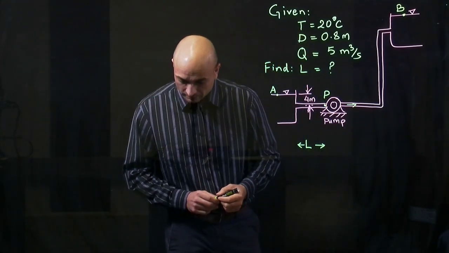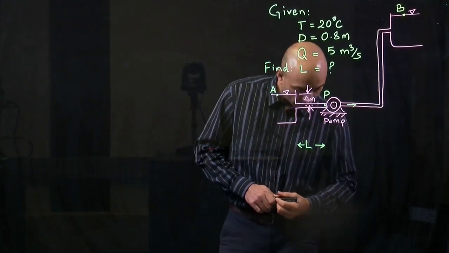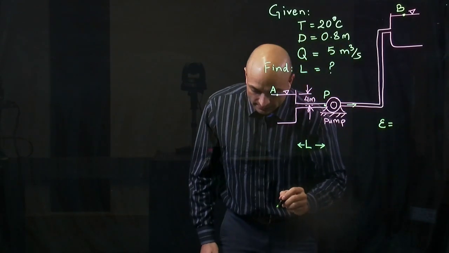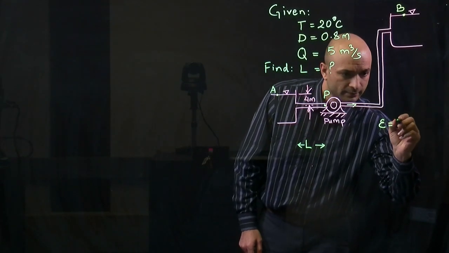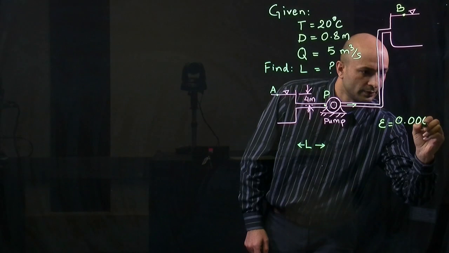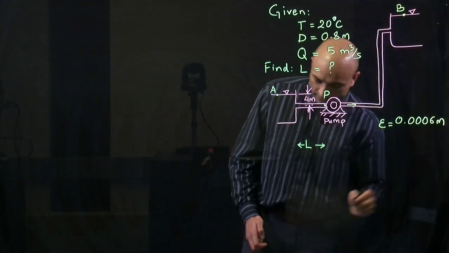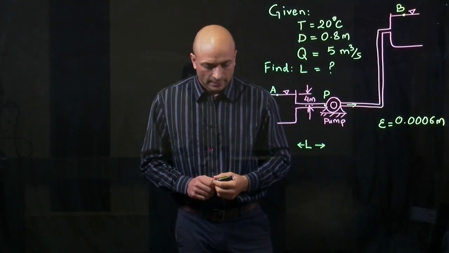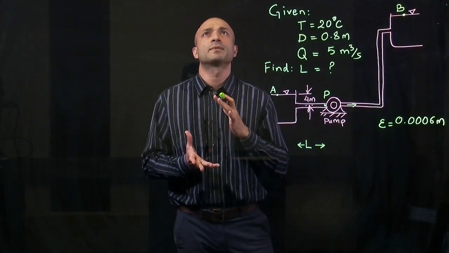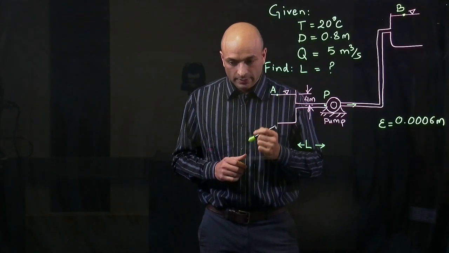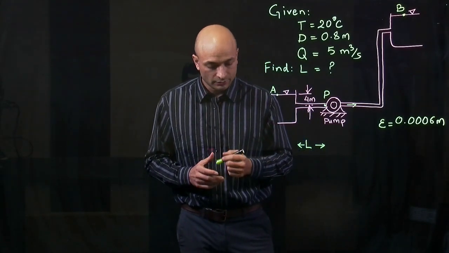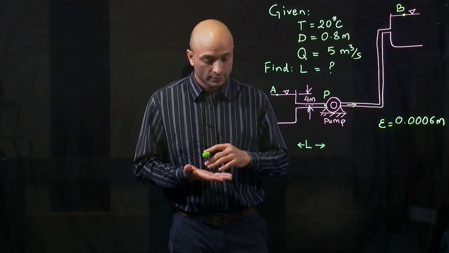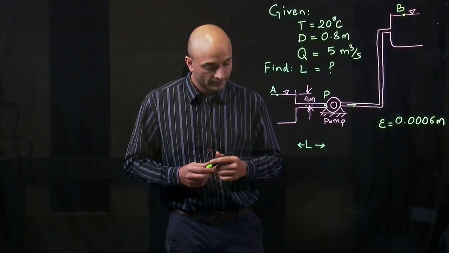We know the pipe is rough concrete. So a couple of things we can add here. The roughness is 0.6 millimeters or 0.0006 meters. When cavitation occurs, the pressure of the liquid just reaches its vapor pressure, meaning at that pressure the phase of water in this case will go from liquid to gas.